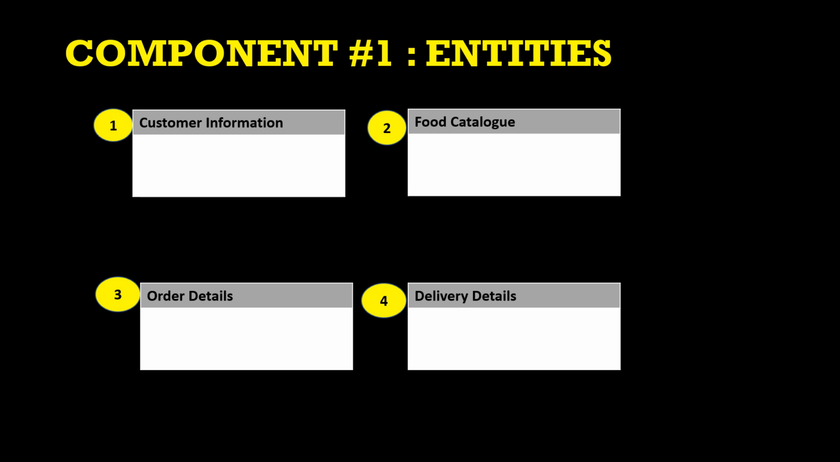The entities she included are entity number 1, customer information to store the customer details. Entity 2, food catalog, which will store the list of food items available for home delivery. Entity number 3, order details, which will store the details of the order. And entity number 4, the delivery details, which will store the details of the home delivery.